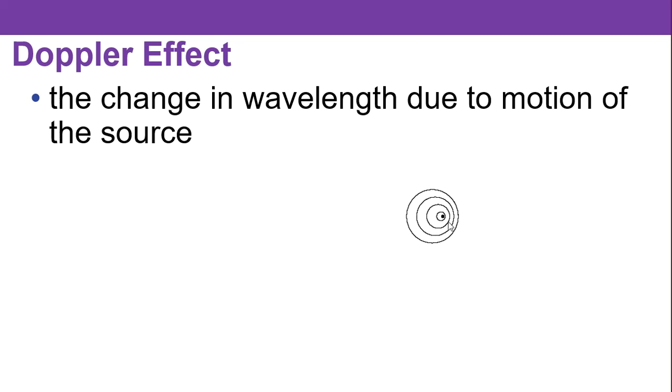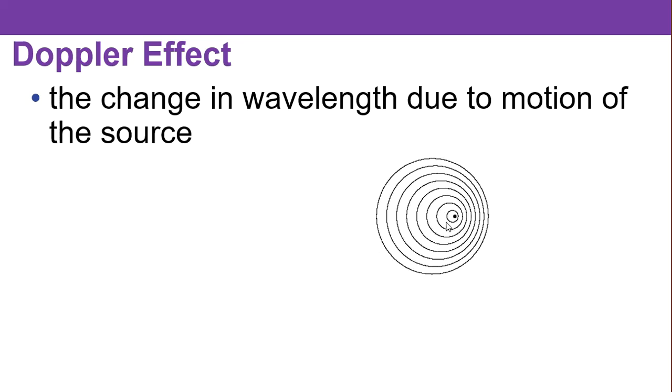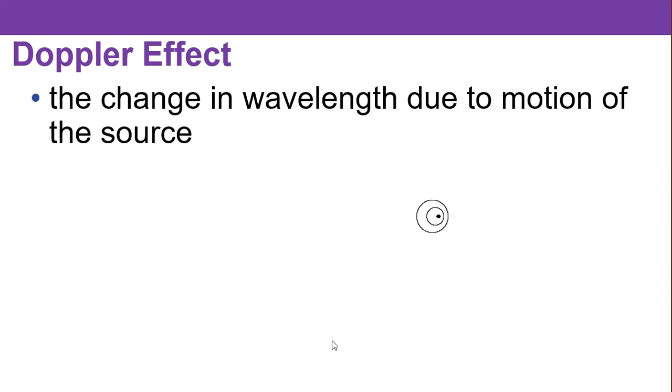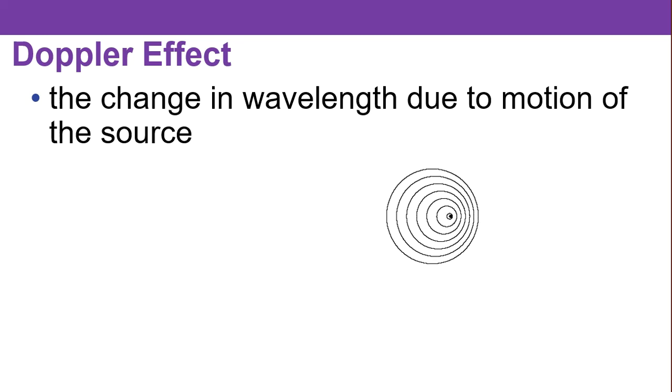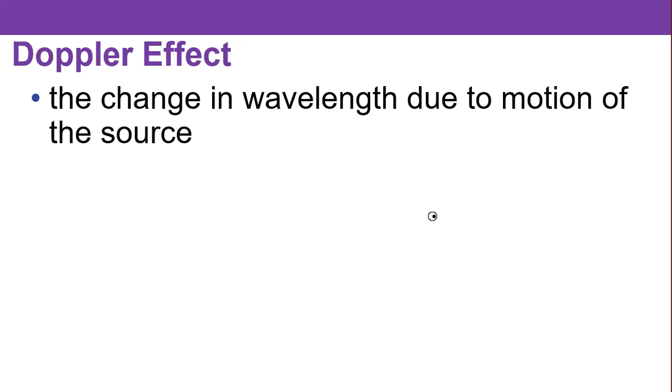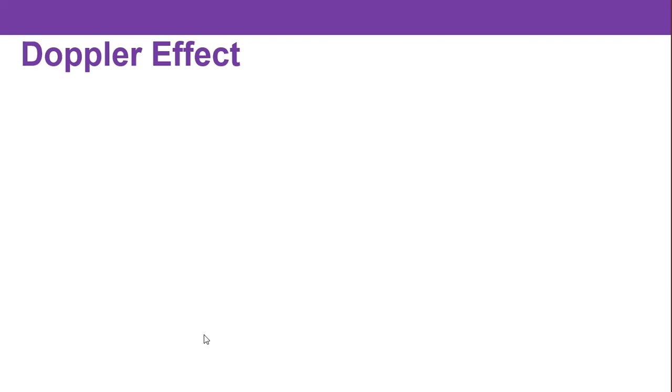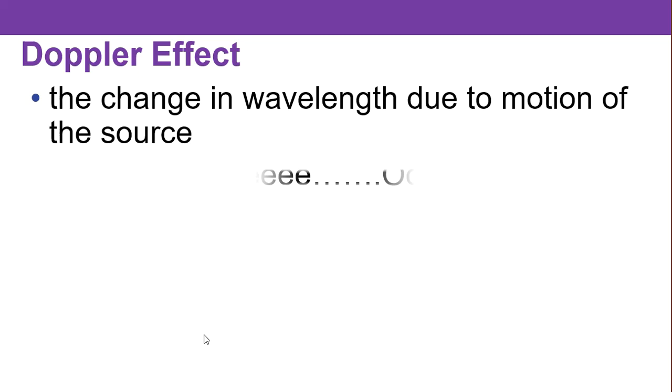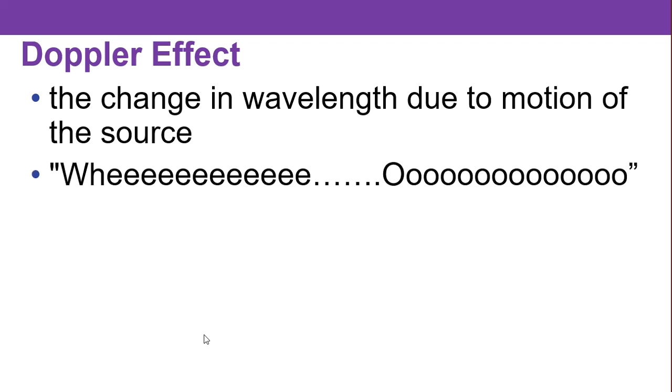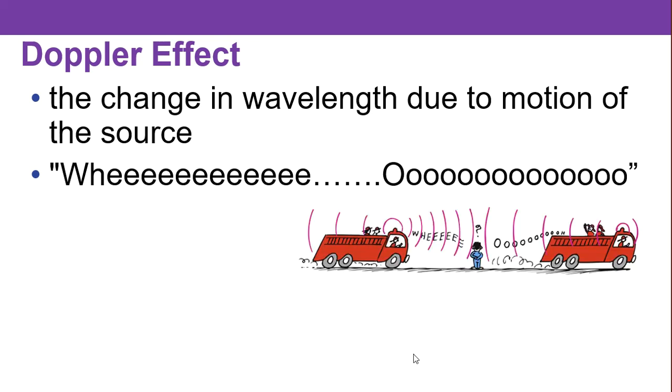The source could be something creating a disturbance in water, creating a sound such as a buzzer or a horn or something like that, or an object that's giving off light in the case of a star or, well, any light source really. So one other definition we could use for the Doppler effect is this right here. Kind of a silly definition.